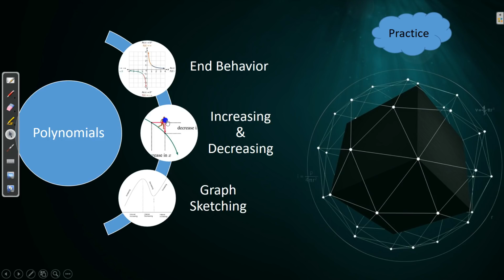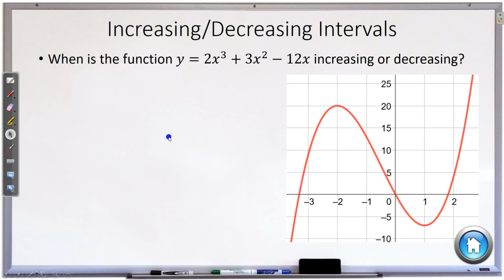Let's next take a look at increasing versus decreasing. Another way of describing polynomials. So here we have a nice polynomial graph. I even gave us the equation. And what we're interested in is describing where is this graph increasing or decreasing.